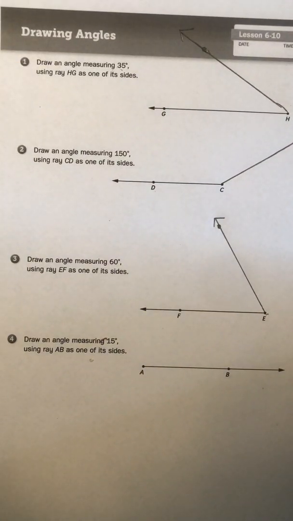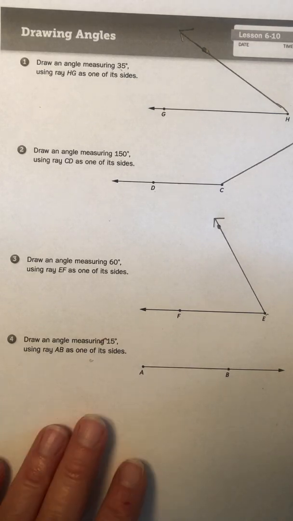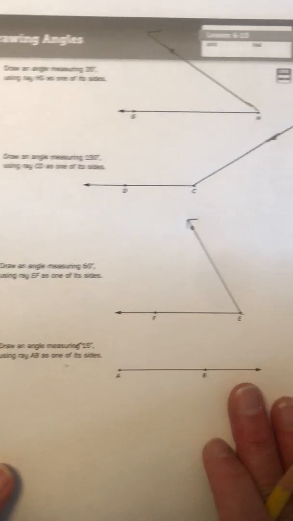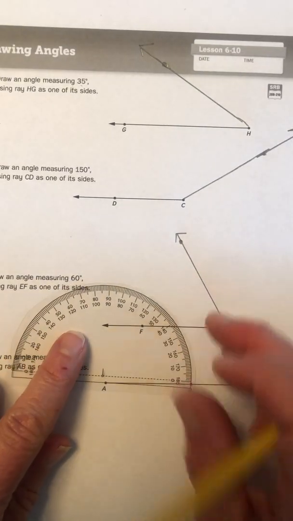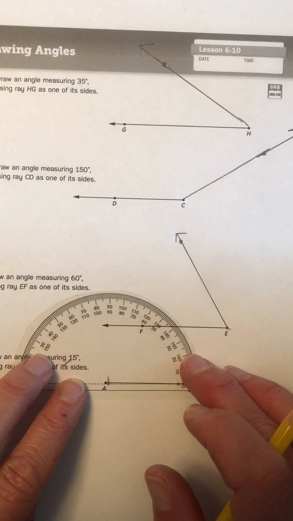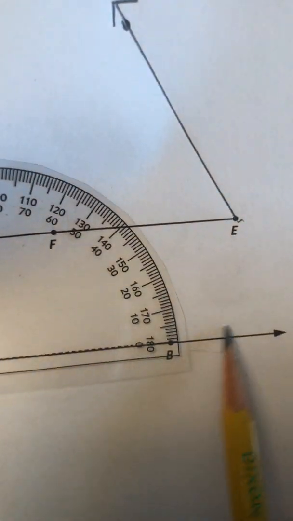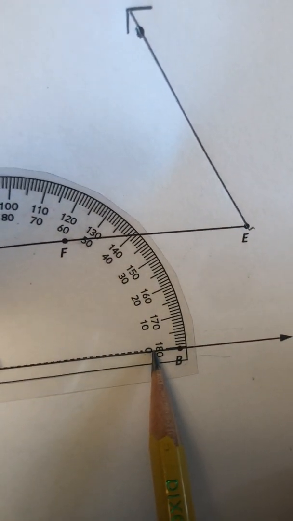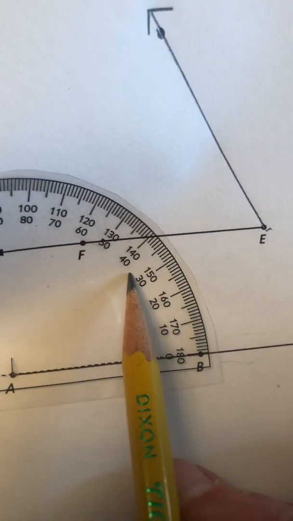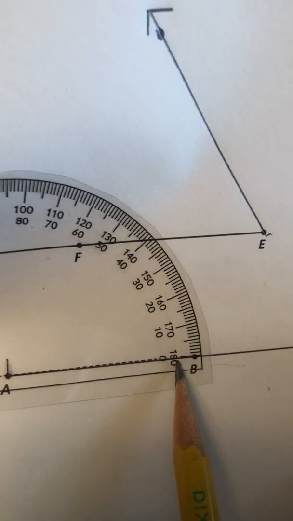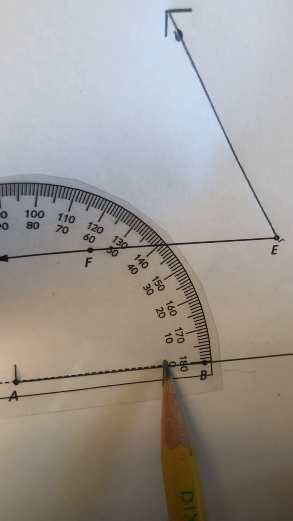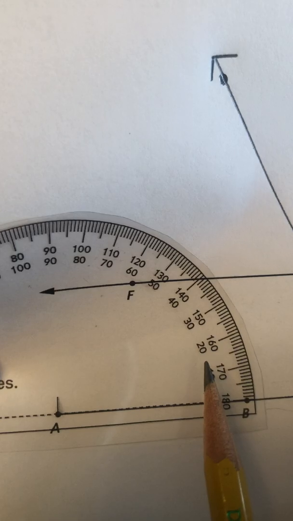draw an angle measuring 15 degrees using ray AB as one of its sides. Now notice the ray is pointing the other way. So I'm going to go ahead and lay that down. I want you to notice something. Look at where my ray is pointing. I'm going to use the lower numbers, the ones on the bottom. I never start counting with 180, so I count with 0. So I stay with the lower numbers.